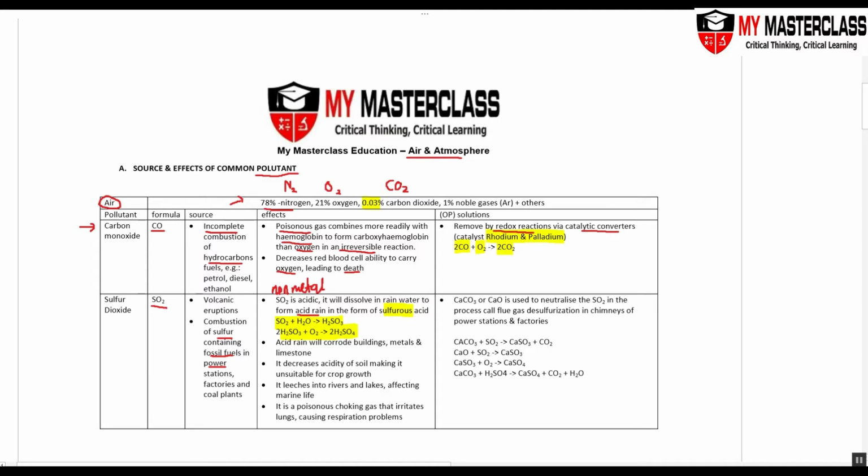With this acid present, when the rain falls down, it will form acid rain. And what will it do? It will corrode buildings and limestone, meaning your statues and all that. If they ask what's the effect, please don't just tell me SO2 is acidic from acid rain. What's the effect of acid rain? We have to write: corrode buildings, increase soil acidity so it's unsuitable for growing crops. And then it will leach into the river and affect marine life. With acidic waters, your fishes cannot really survive. It is also a poisonous choking gas and it will cause respiratory problems.